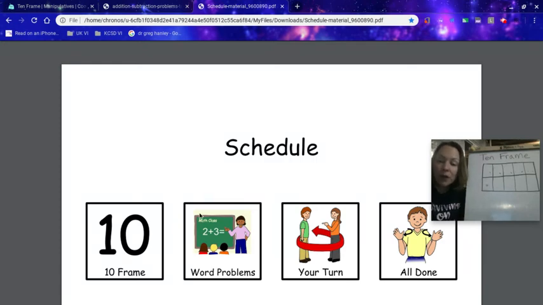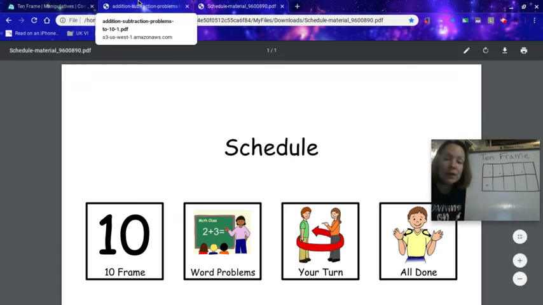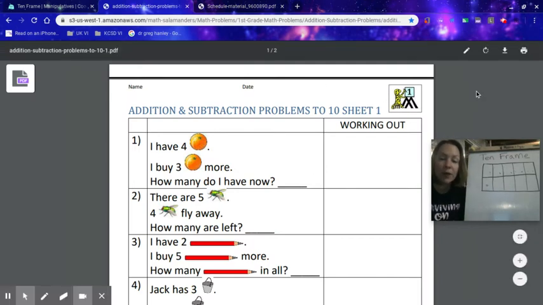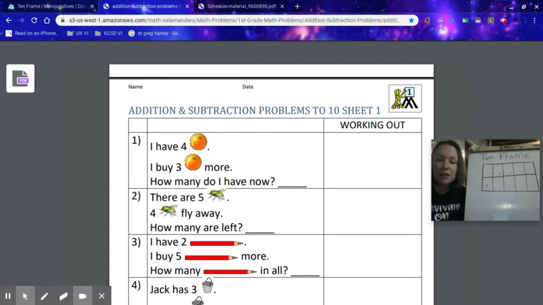Now, at home, you've got some word problems in your binder, and I believe there's a mix of addition and subtraction. We've got some strategies that we use to solve those too. So that's what we're going to review right now. And then we're going to use our 10 frame to solve. So here are some addition and subtraction problems. We're just going to review addition and subtraction to 10. We're going to keep it simple today.